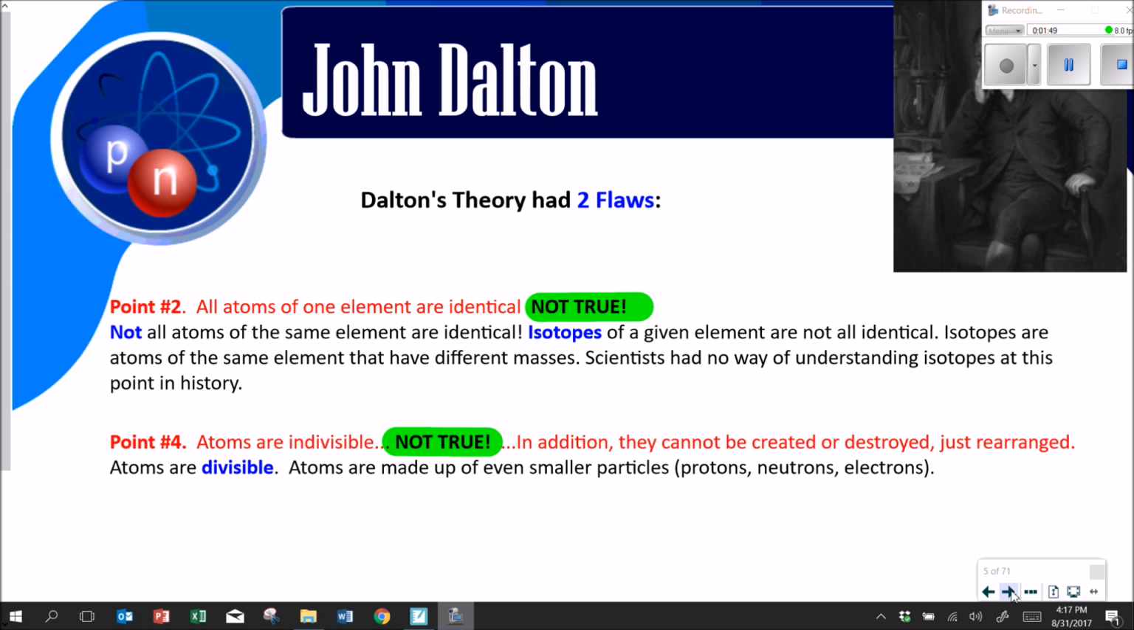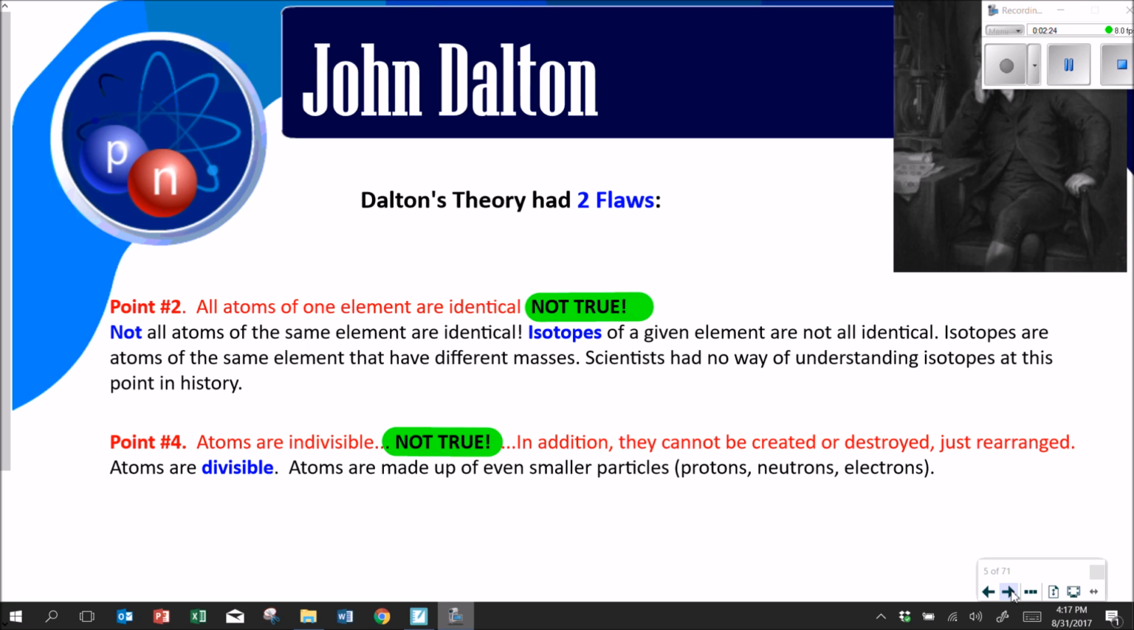Dalton's theory, however, had 2 major flaws. In point number 2, it states that all atoms of one element are identical. This is not true. Not all atoms of the same element are identical. Isotopes of a given element are not all identical. Isotopes are atoms of the same element that have different masses. Scientists had no way of understanding isotopes at that point in history, and we will learn some more about isotopes later in the unit.